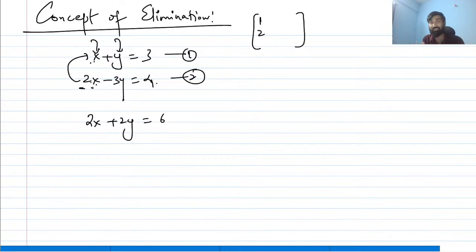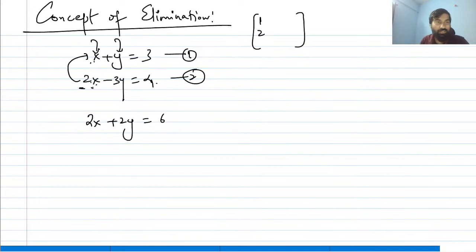But in the case of matrices, you have to apply a row operation. That row operation will help you to eliminate some of the elements, some of the rows, some of the columns from the matrix, right? I hope this makes sense.